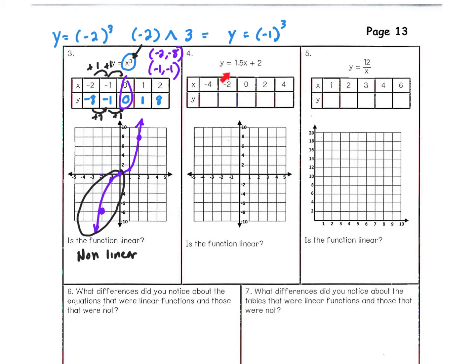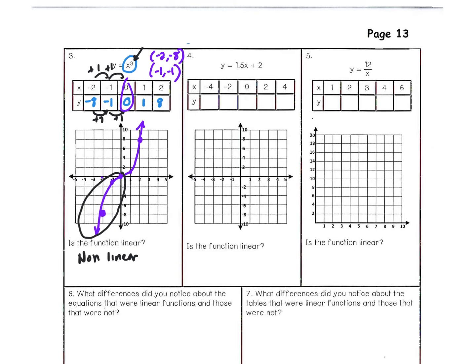Let's look at our fourth one. y equals 1.5, or 1 5/10, times x plus 2. Does that look like it could possibly be in slope-intercept form? Yes, it could. And so let's build the table and see if we see a constant rate of change, and we'll build the graph and see if we see a straight line. It's looking promising so far. I'm going to go ahead and erase this. I'm just going to use this space above for my calculations.